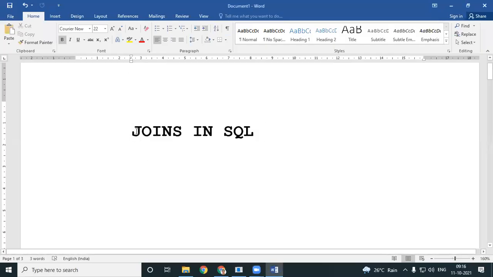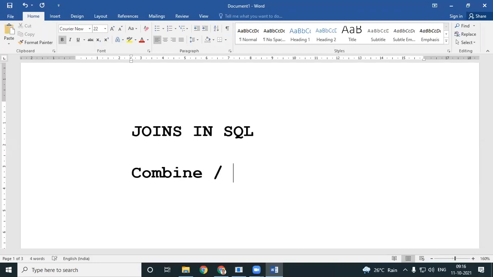Today, we will see something new called joins in SQL. Now, join is actually a very interesting, easy topic. From the word itself, you can understand what a join means. Join means combining. You can combine or join the fields in tables.